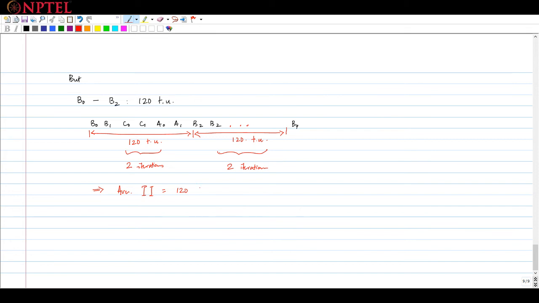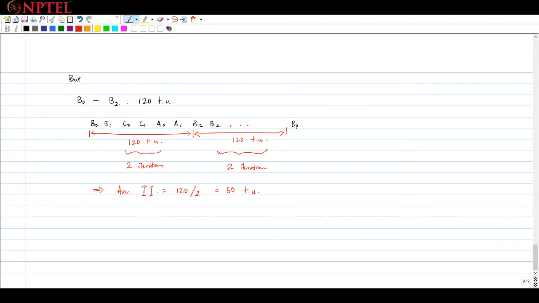Yeah, which would basically mean that the average II is going to be equal to 120 divided by 2, which is equal to 60 time units. Okay, so let me just double check this. I believe this might be something that I need to check on the answer that was provided over there. We'll be re-evaluating the assignment. I will just confirm this and send out a discussion post to confirm this particular problem.